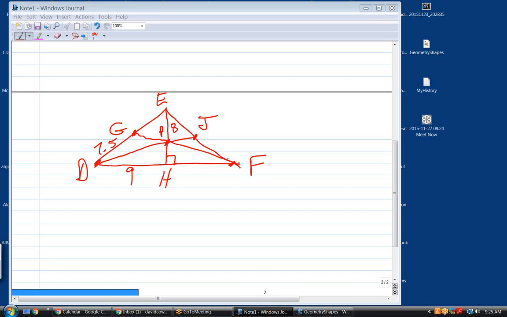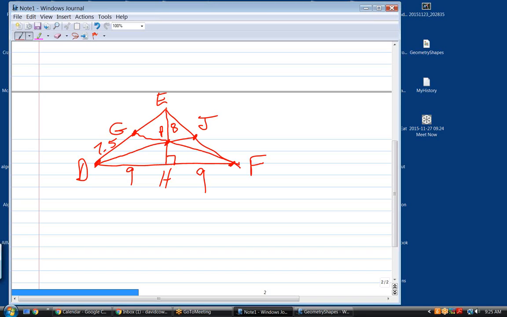Then what does FH have to be? FH should have to be 9 as well, because that's by definition. Not because it's a right angle. That's accidental. It doesn't usually make a right angle when you're creating a centroid, but in this case, it does. This distance right there is 8.